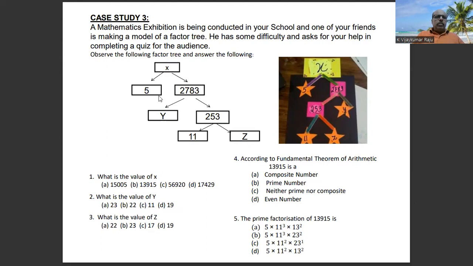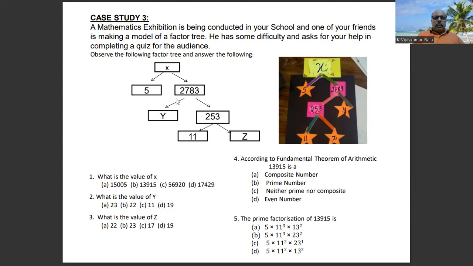x divided by 5, your quotient is this. That means x is the dividend, 5 is the divisor, and 2783 is the quotient. So you know that dividend is equal to divisor into quotient. So divisor into quotient means 5 into 2783. You multiply this, you'll get the answer.